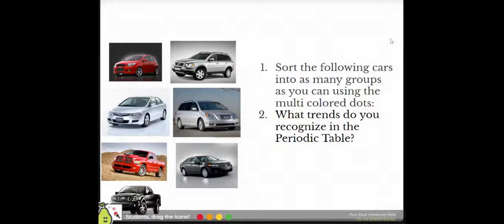Okay, so I think you've had plenty of time to sort these cars into several different subsections. Would anybody like to share the ways that they chose to sort these vehicles?